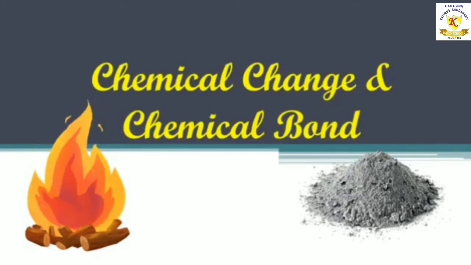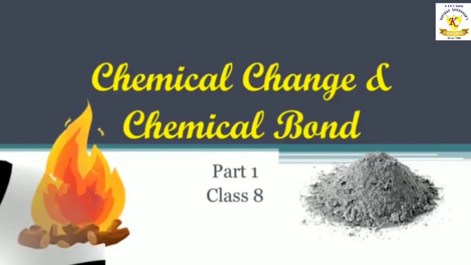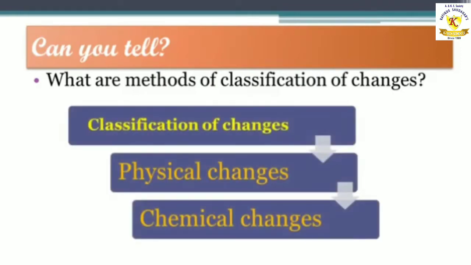So we will start with a new lesson, that is chemical change and chemical bond, part 1. Children, before that, please can you answer me some questions? What are the methods of classification of changes? Now, as said, there are two types. The classification of changes are physical changes and chemical changes.